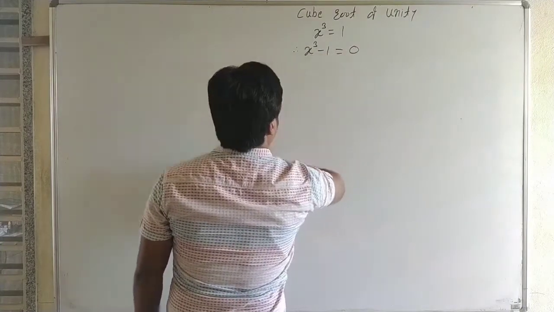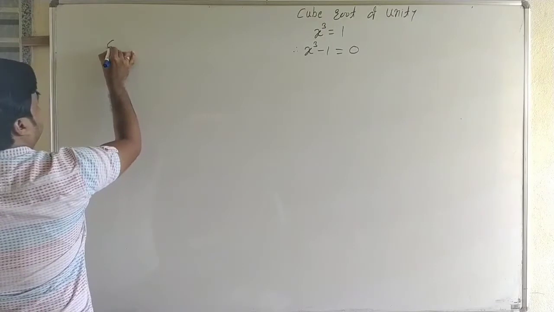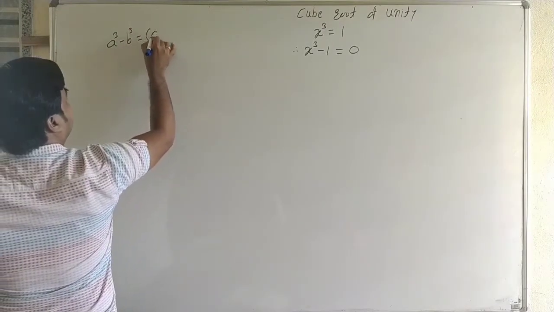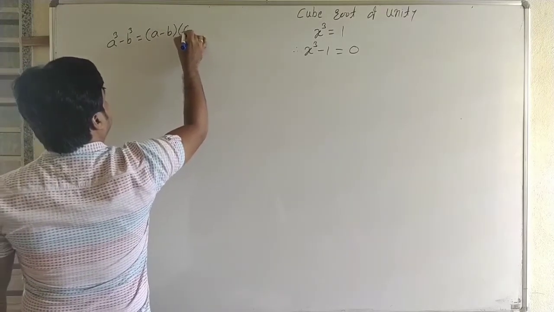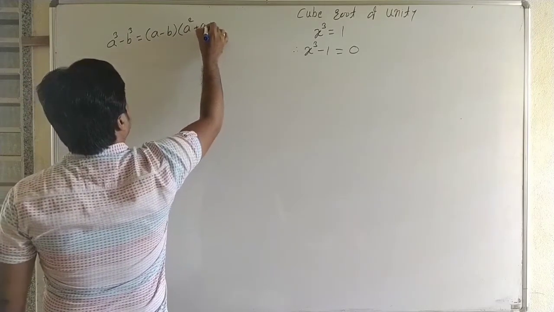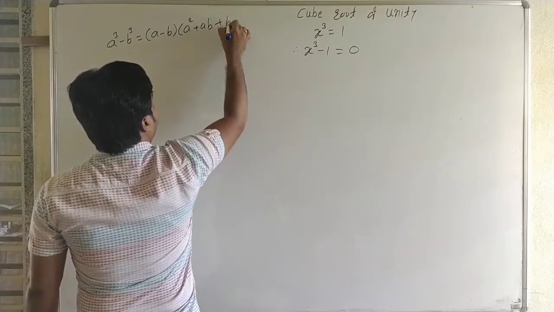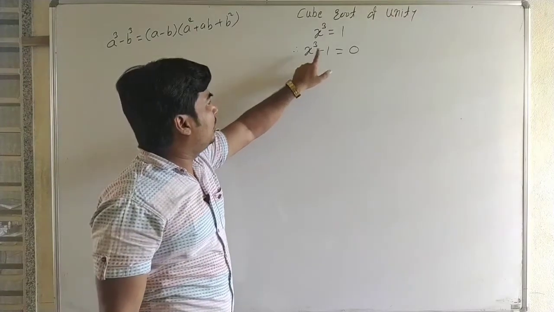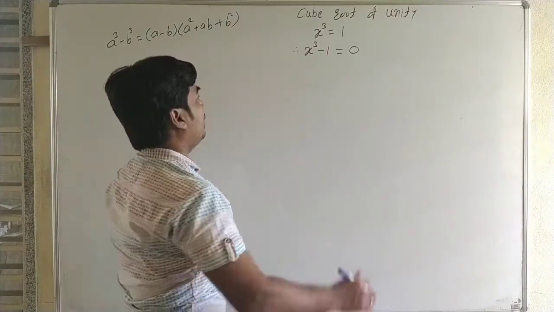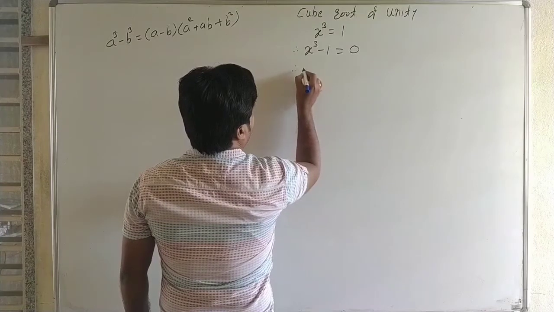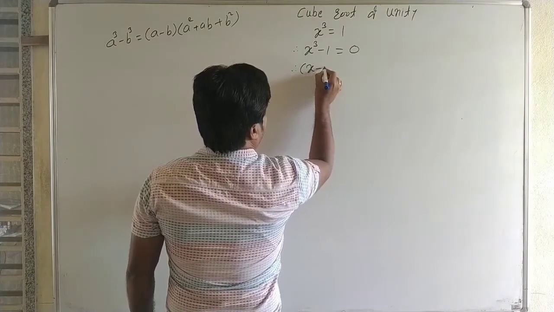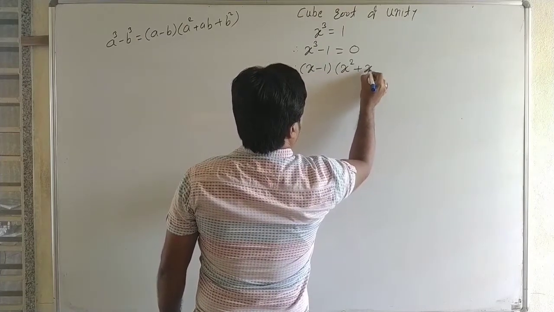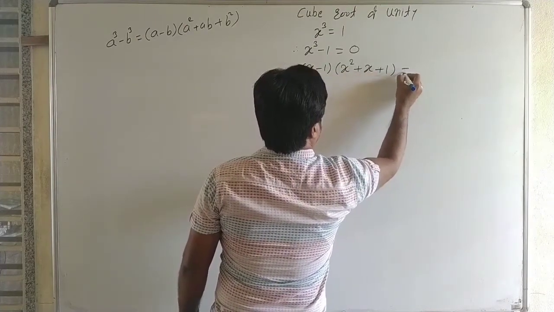Now again we use the formula for the expansion of a cube minus b cube. a cube minus b cube is (a minus b) times (a square plus ab plus b square). Here a cube is x cube and b cube is 1 cube. Now we expand: (x minus 1)(x square plus x plus 1) is equal to 0.